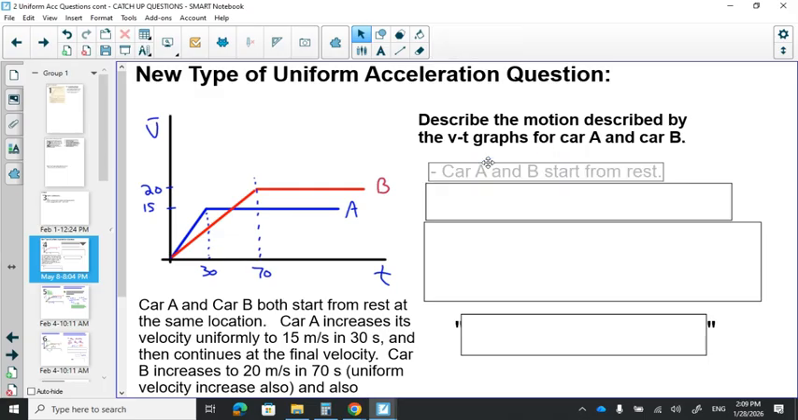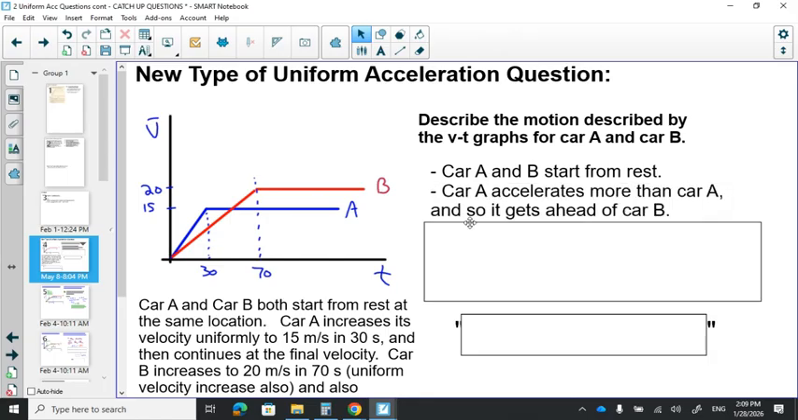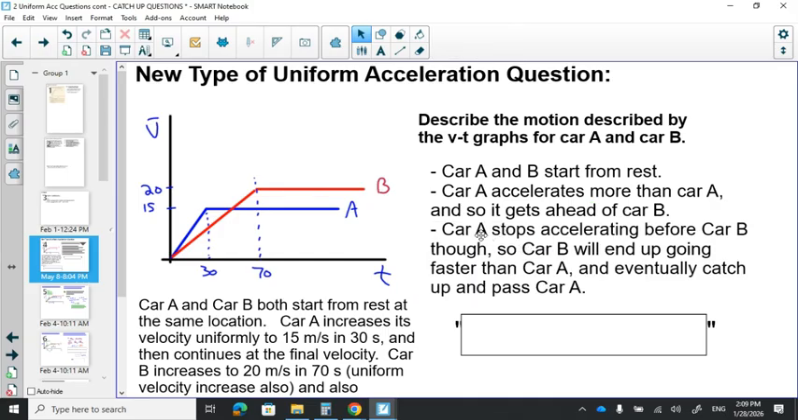So if we're looking at that situation, we know they start from rest, and we know that car A, by the picture here, you can see accelerates more. If you did the numbers, 15 divided by 30 and 20 divided by 70, the 15 divided by 30 is a bigger slope. So car A stops accelerating, and then car B continues to accelerate and ends up going faster. And so the idea is it'll eventually catch up, right?